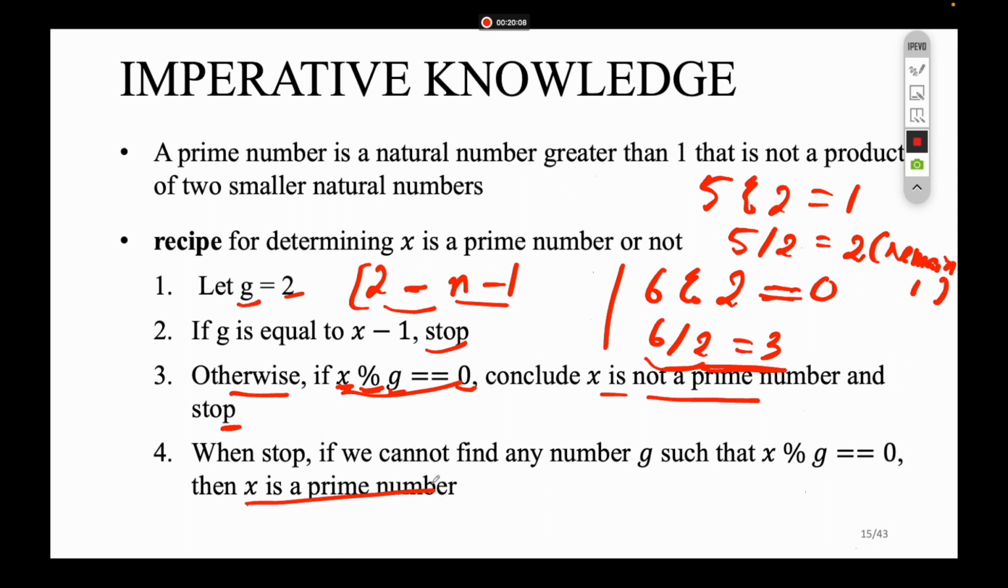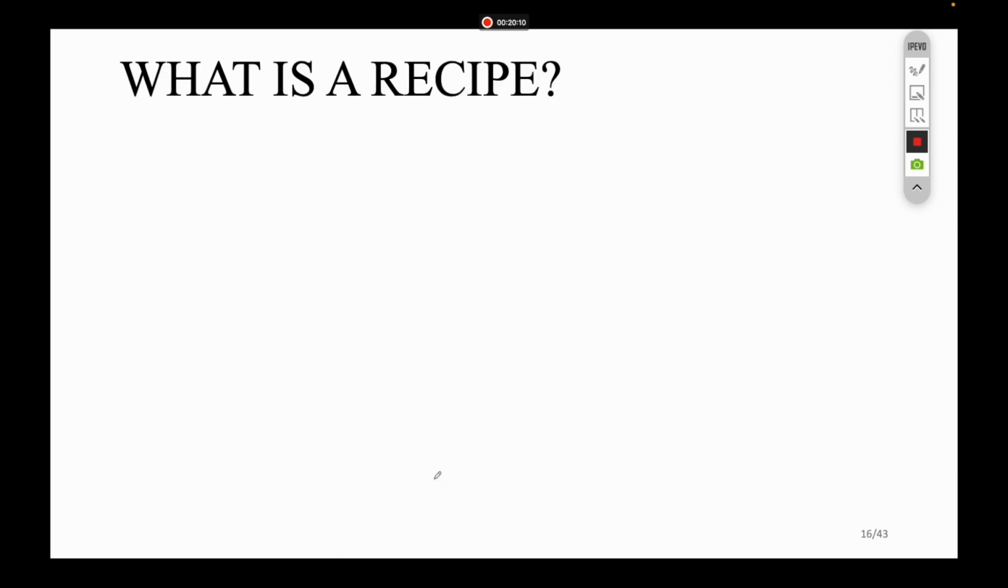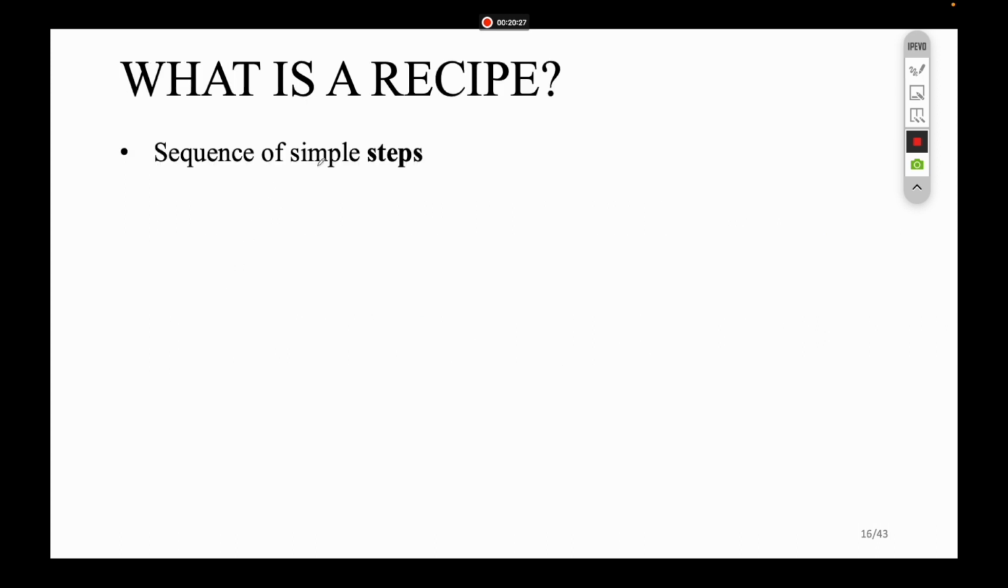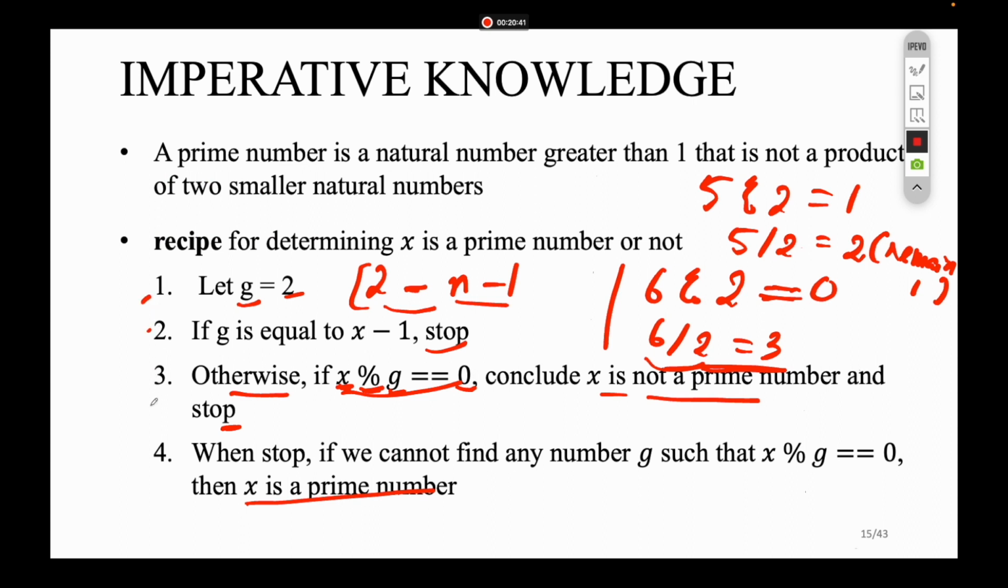All right, so let's start with the programming. The next question is: what is a recipe in general? From observation, you can see the recipe is a sequence of simple steps. What does sequence mean? It means there is an order: you have step 1, 2, 3, 4.